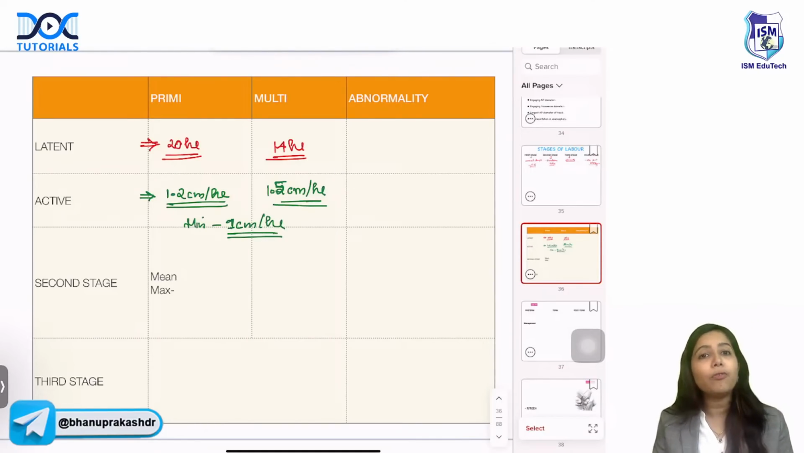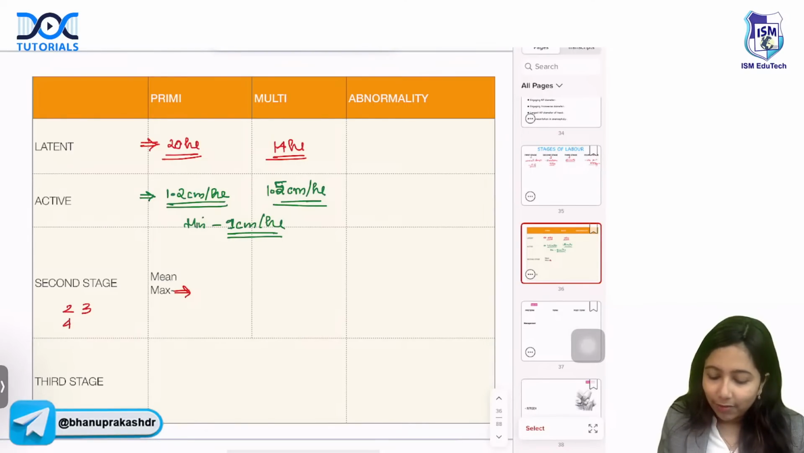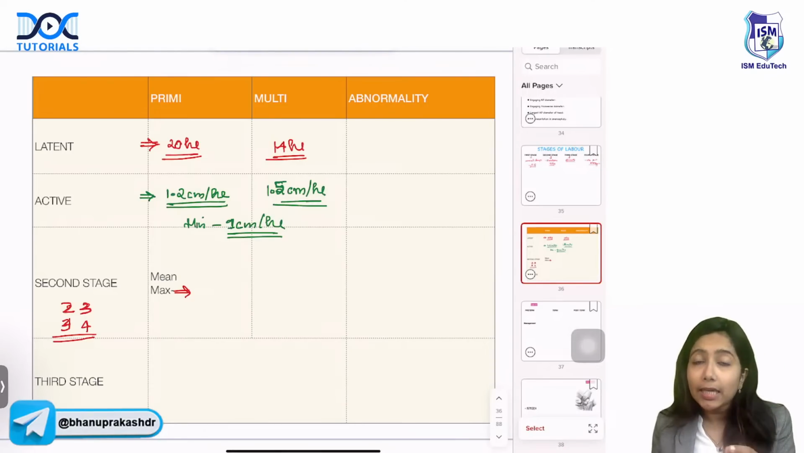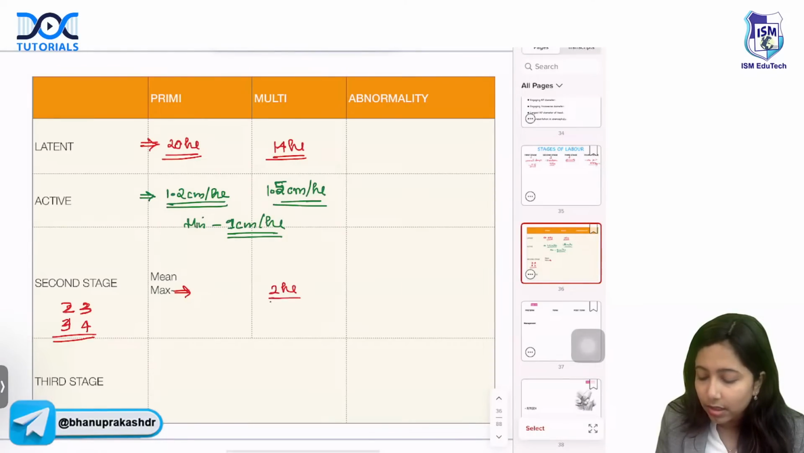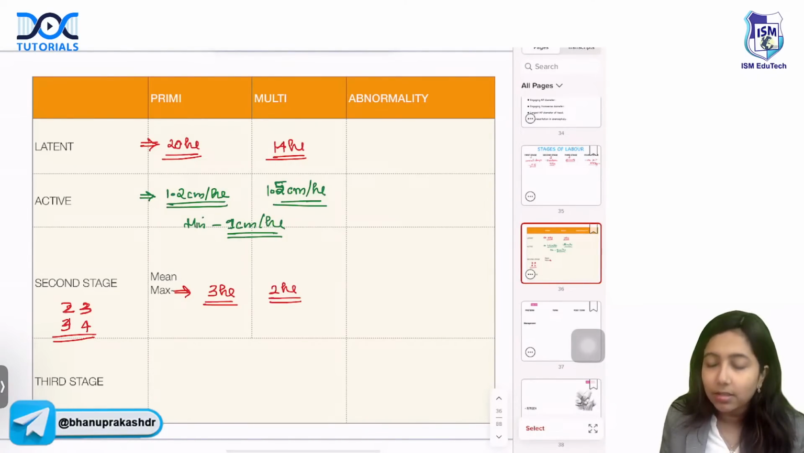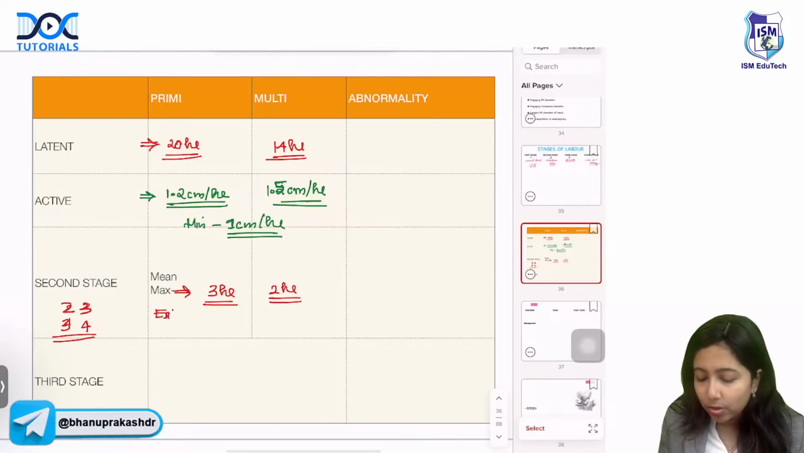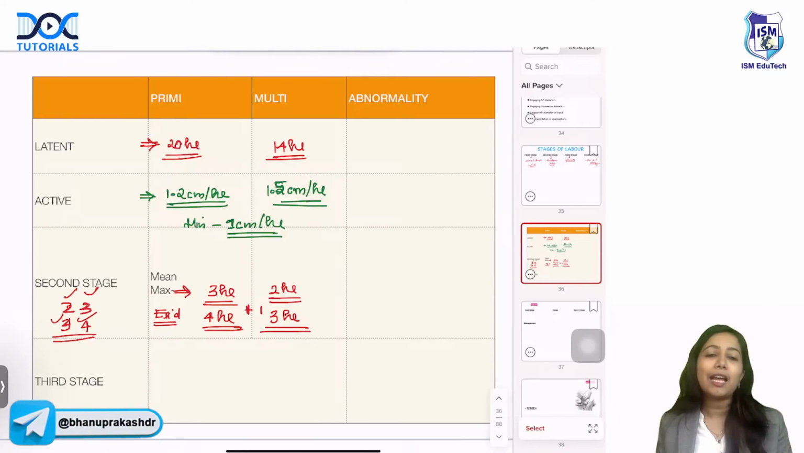In the second stage of labor, you can easily remember with 2, 3, 3 and 4. Just write 2 and 3. In a multiparous female, the maximum duration of the second stage is 2 hours. In a primipara, it is 3 hours. If the patient has an epidural, you just have to add 1. That is why I wrote 2, 3, 3 and 4. So here you will write 3 hours and 4 hours. Just remember 2, 3, then 3 and 4.